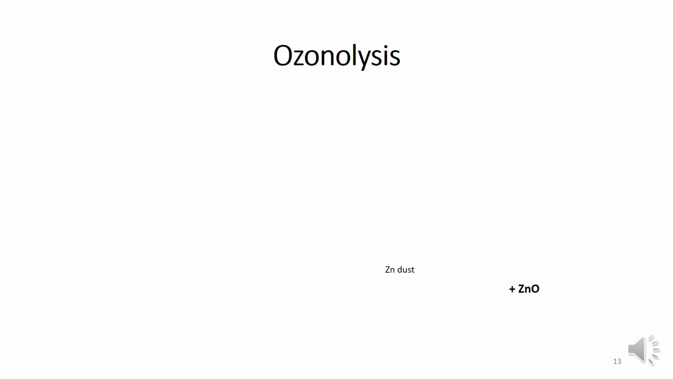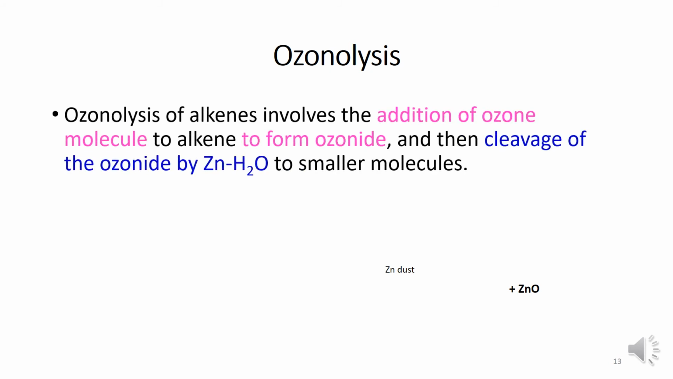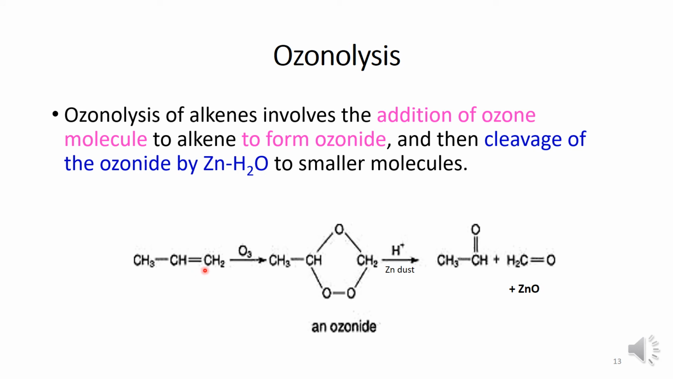Ozonolysis. Ozonolysis of alkenes involves the addition of an ozone molecule to an alkene to form an ozonide, and then cleavage of the ozonide by zinc and water gives smaller products. For example, with propene, first an ozone molecule is added to propene to give an ozonide, and then on treatment with zinc dust and water, we get formaldehyde and acetaldehyde along with zinc oxide.